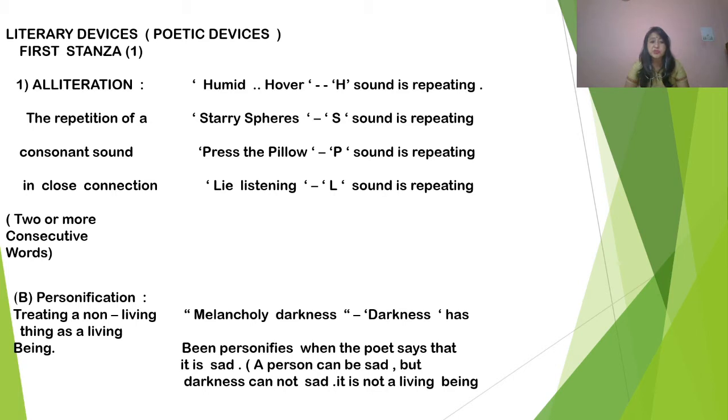Personification. Personification means treating a non-living thing as a living being. Here, the words melancholy darkness. Darkness has been personified when the poet says that it is sad. A person can be sad, but darkness cannot be sad. So, it is not a living being. So, here, darkness is personified.